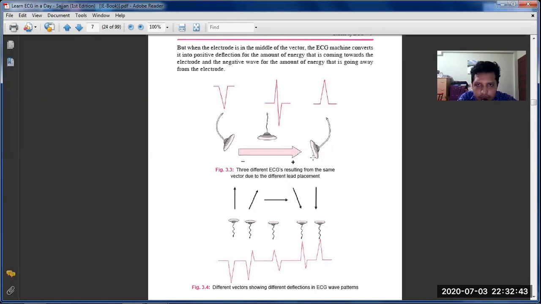And if we place the lead here, the conduction is passing towards the lead, so we can see a positive deflection. And if we place the lead here, in the middle of the conduction, it's like a Doppler effect. When the impulse is passing towards that lead, we can see a positive deflection, but when the conduction is passing away from the lead, then we find a negative deflection. So here we can find both positive and negative deflections.